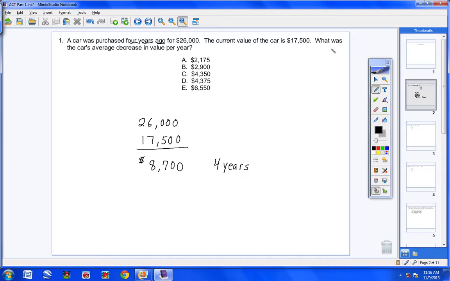And now look what they're asking you. They just want to know what the average decrease was per year. So take your total that it went down and divide it by 4, and you'll have the answer. So if you take 8,700 and divide it by 4, you will end up with 2,175.